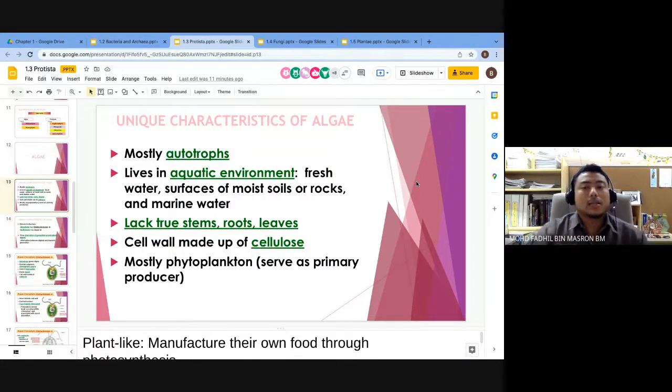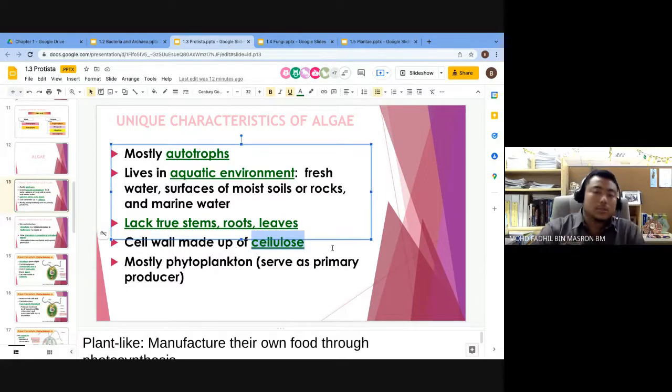And korang akan tanya-tanya saya, Sir, kenapa kita tak masukkan algae ni dekat dalam kerajaan plantae, tak masuk dalam kingdom plantae? Dia boleh buat autotroph. Dia pun eukaryotes, maknanya sel dia ada nukleus. And dia punya cell wallnya pun diperbuat daripada selulose. Semua sama je macam plantae. Kenapa tak masuk dalam kingdom plantae? Okay, jawapannya adalah pada ayat ini. Lack of true stems, roots and leaves. So, ini adalah syarat antara paling besar untuk masuk ke dalam kerajaan plantae.